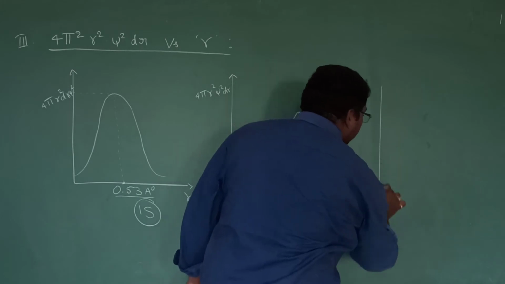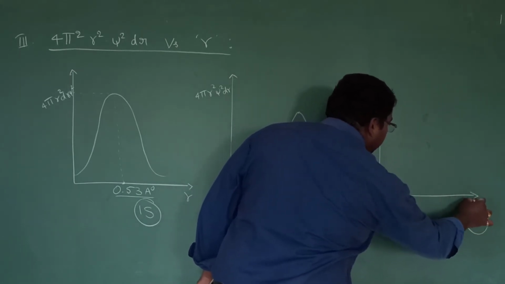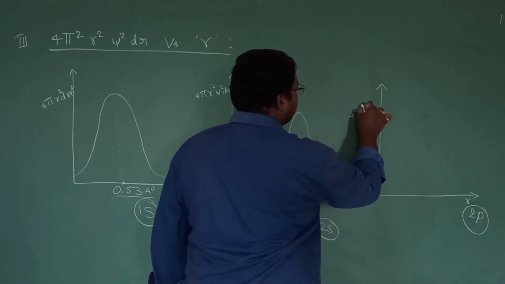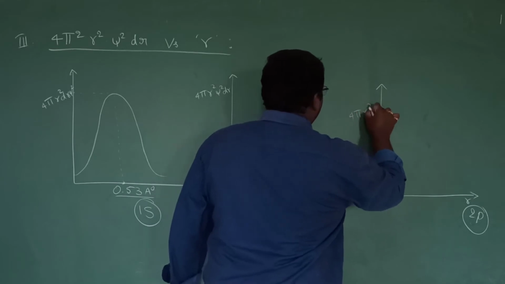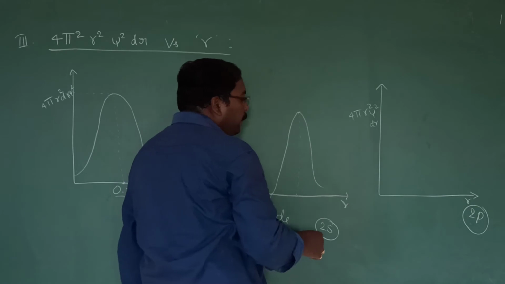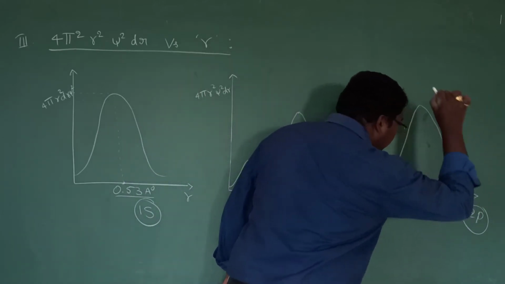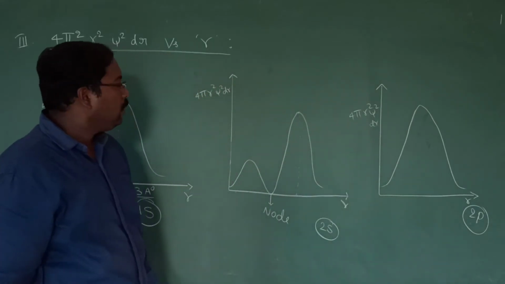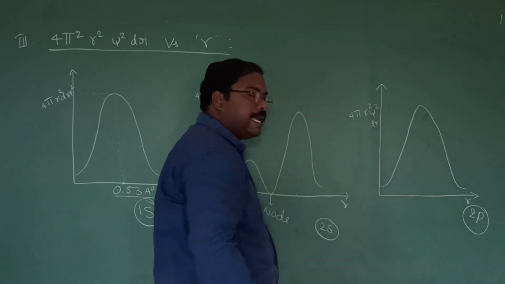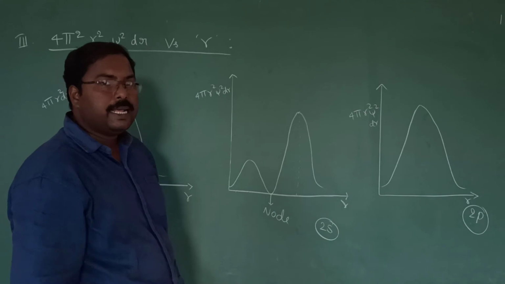Now let us come to the 2p orbital. Now coming to the 2p orbital, we got the curve in this manner. It is not touching the x-axis, so the 2p orbital doesn't have any nodal region.